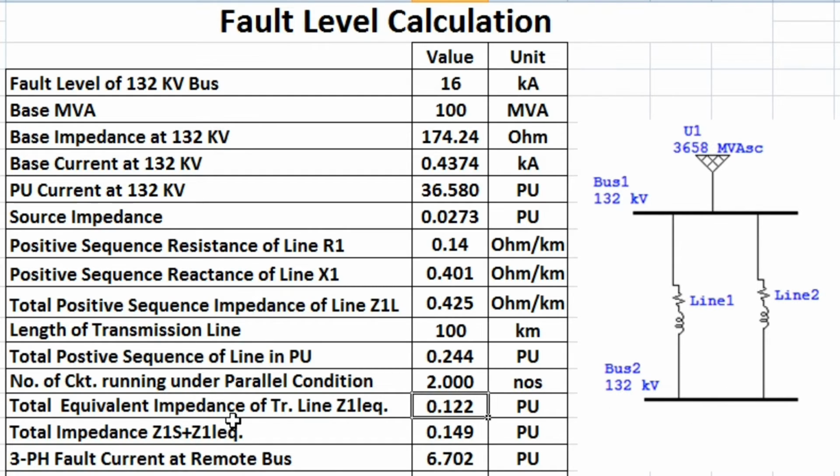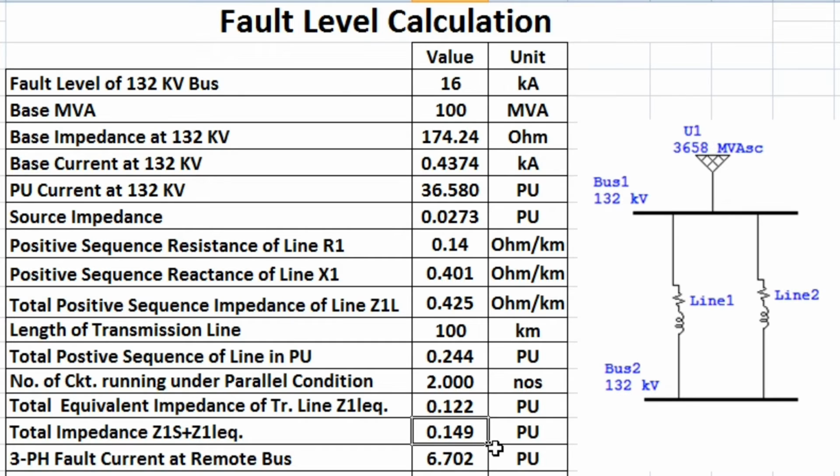The number of circuits in parallel is 2, since it is a double circuit line, and the total equivalent impedance of the transmission line, Z1 equivalent, is the total positive sequence impedance of the line divided by the number of circuits in parallel. So it comes as 0.244 divided by 2, which is equal to 0.122 per unit. The total positive sequence impedance is Z1 source plus Z1 line equivalent, that is 0.122 plus 0.0273.